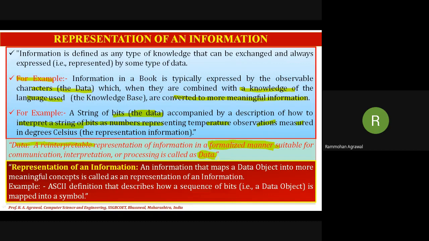Okay, how to represent this information? Information that maps a data object into a more meaningful concept is called a representation of information. How? ASCII characters describe how a sequence of bits is represented. From that ASCII character we are able to draw any data object, or create a password, or create a symbol. Then that will be our data from the processed information. So this is how information, when it is processed, becomes our meaningful data.